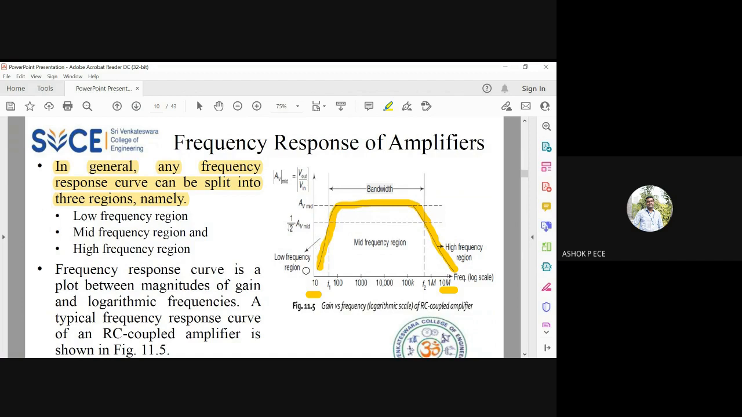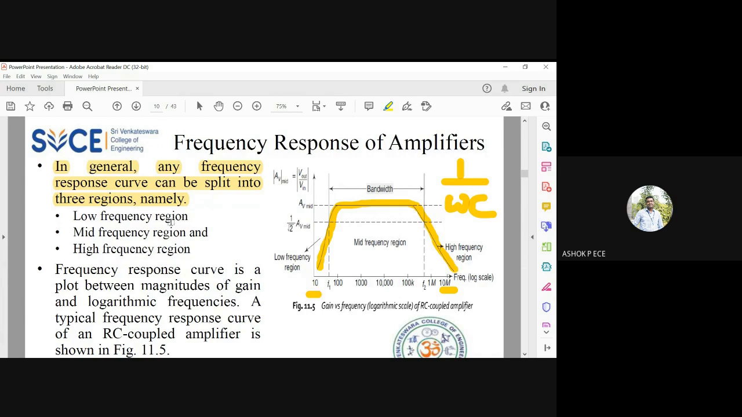Why is it increasing? In the low frequency region, Xc is equal to 1 by omega C. As the frequency slowly increases, the reactance will decrease. As reactance decreases, more voltage will be available and the gain will also increase. In the mid frequency region, this capacitive effect will not be there, so gain will be constant. In the high frequency region, as the frequency is very high, this capacitor will behave like a short circuit. So whatever input you give, it will go to ground. The output voltage will slowly decrease and the gain will also slowly decrease.